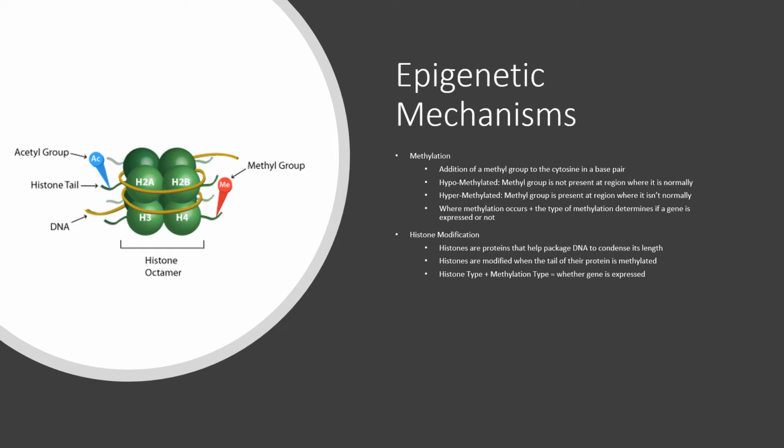Another important mechanism is histone modification. Histones are proteins that help package DNA to condense its length. Histones have a tail where another molecule can attach to it, usually methyl groups. When histones are methylated, they are considered modified, hence the name histone modification. The effect of the modification, whether or not the gene is activated or repressed, is a result of what type of histone is being modified, and there are several types of histones, and how much the histone is being methylated. In other words, how many methyl groups are being added to the histone.